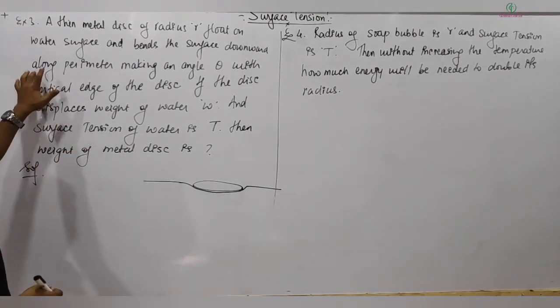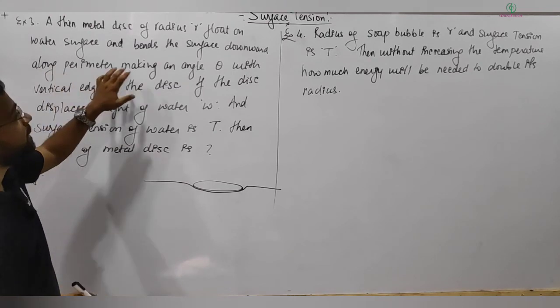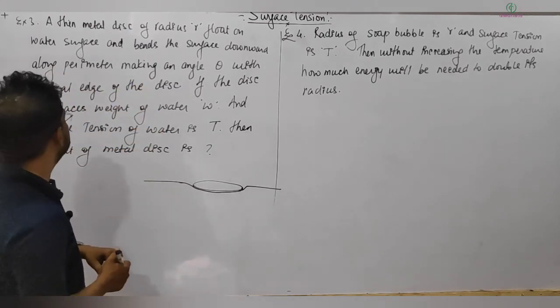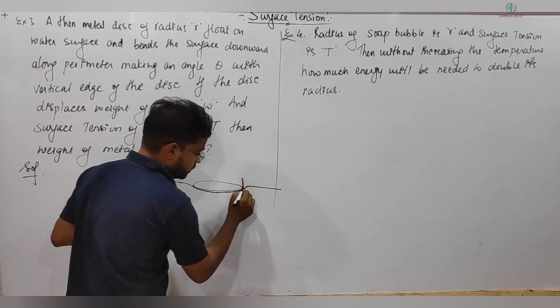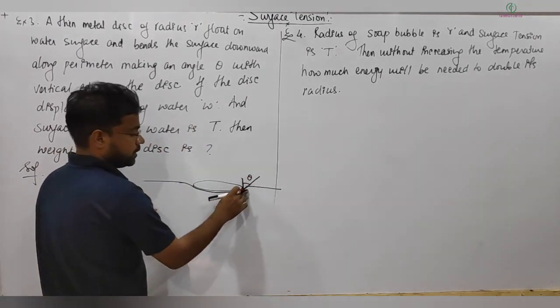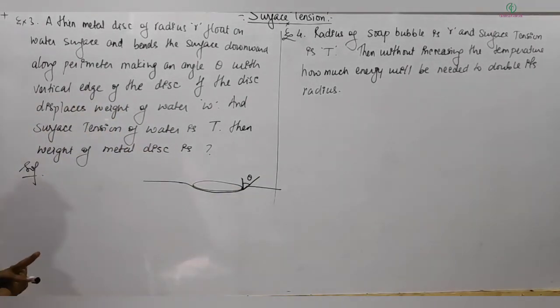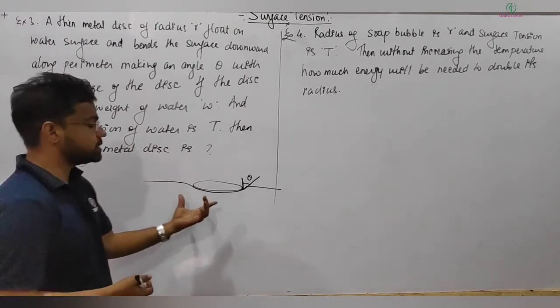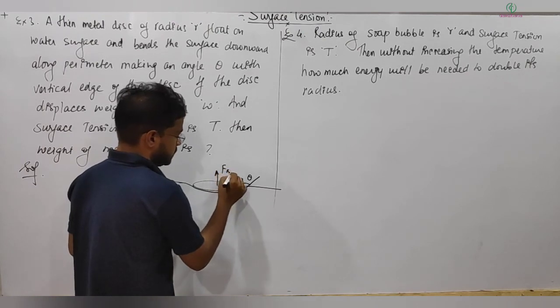and the surface bends downward along the perimeter, making angle theta with the vertical edge of the disc. So the vertical edge of the disc is this, and this is making angle theta. Okay, this is the condition given. If the disc displaces a weight of water, it means a buoyancy force will be acting. So on this it will have some buoyancy force.